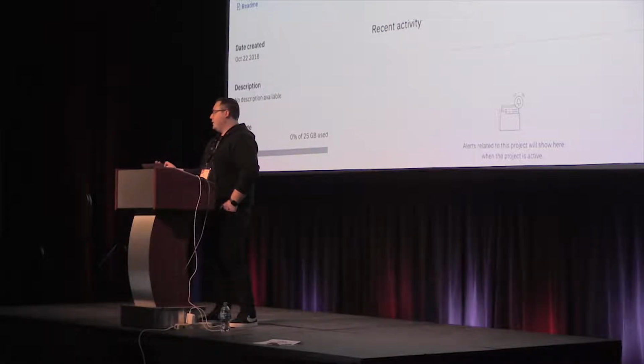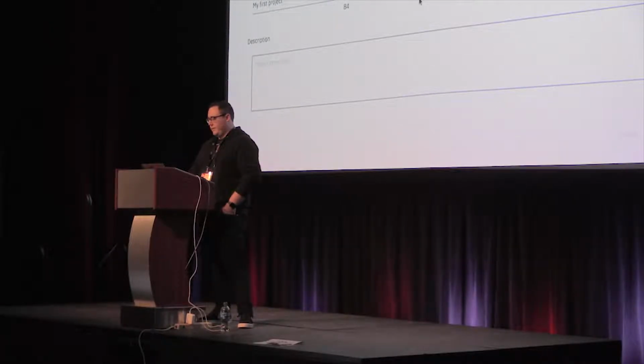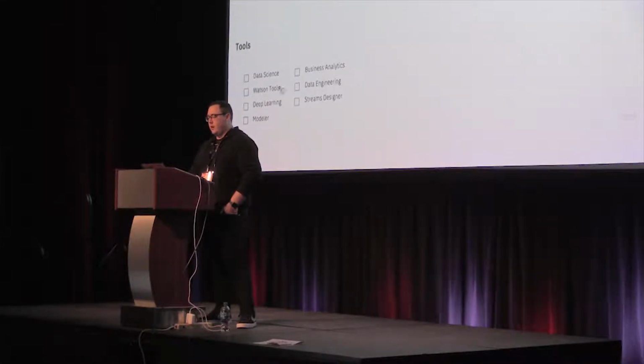So after it creates the project, you should see something like this. Now there's two tabs that I really want to point out. These are primarily, I would say, the most important tabs in the entire dashboard. The first is the Settings tab. Now what we want to do is make sure that Watson tools are added. This will just give us access to some additional tools that we want to use when working with Watson services. After you check the box, just click Save.